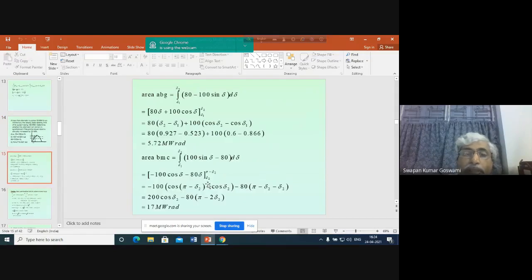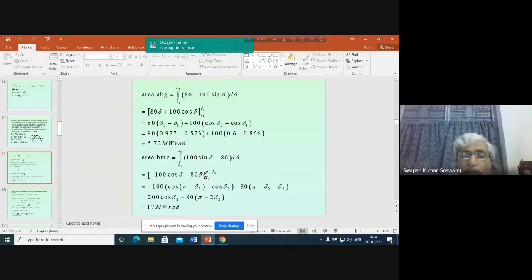So let us calculate this area from delta 1 to delta 2. Then 100 sine delta minus 80, and the limit is not delta 3 or delta 2, it is pi minus delta 2. Okay, so from delta 2 to pi minus delta 2.